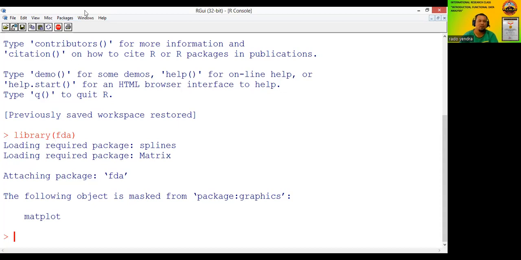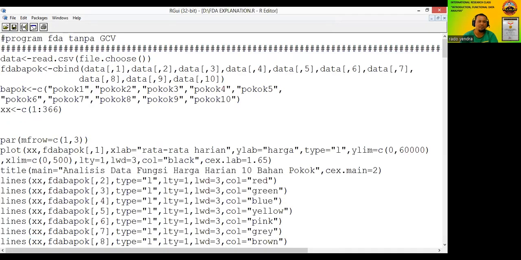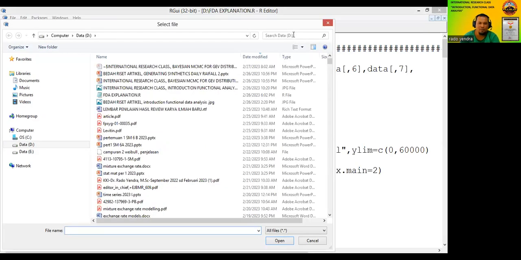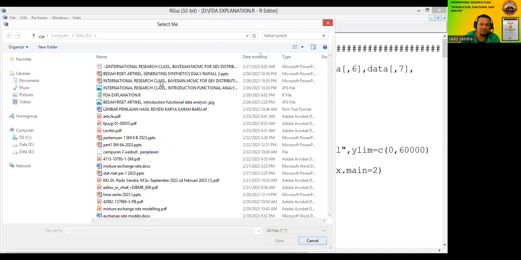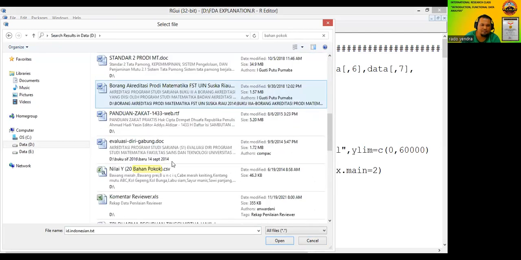Okay, for the first time, we open our program, the fda explanation by R. Okay, this one. We open our data. Our data is about basic commodities. Okay, where is our data? Okay, this is our data.